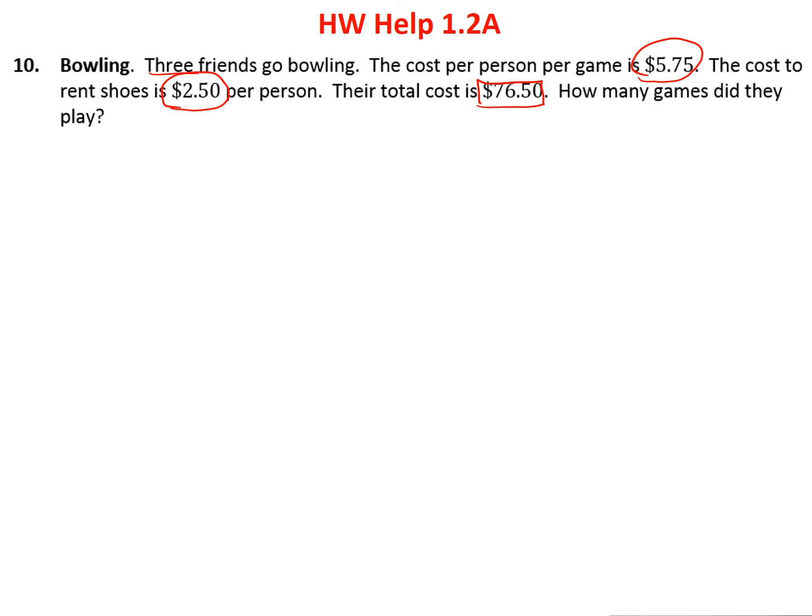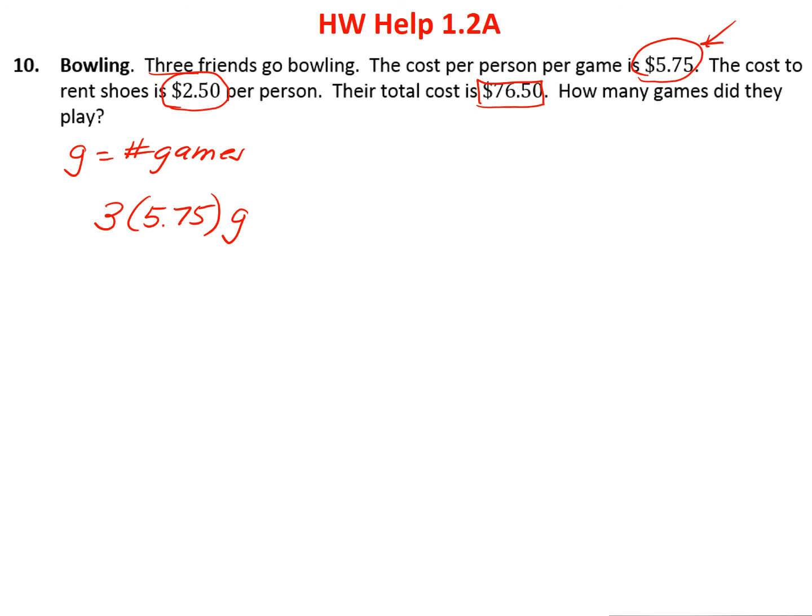So first off, let's make a variable for this. How many games? I'm going to let the variable g equal the number of games they played. All right, so that's what we want to find. So let's think about how much all of this cost. First of all, there's 3 people, and they each paid $5.75 per game. So I'm going to have 3 people, and they're going to pay $5.75 per game. But then I don't know how many games, so I'm also going to multiply that by g. So 3 times $5.75 is what they all would have to pay to bowl 1 game. But if they do 2 games, this doubles.